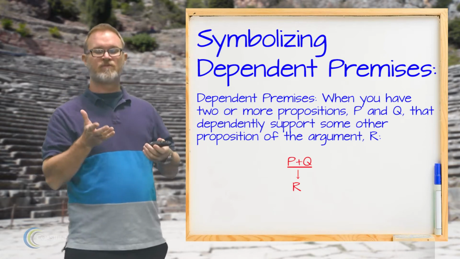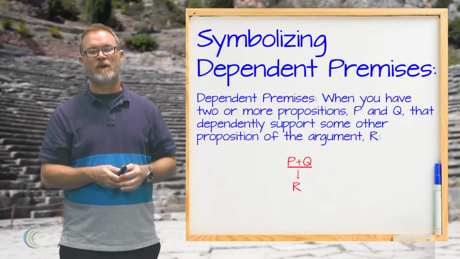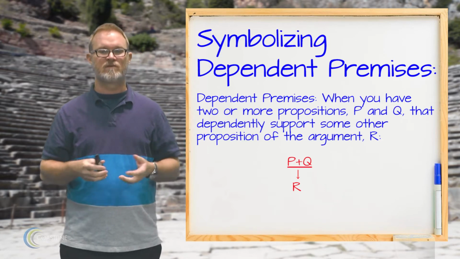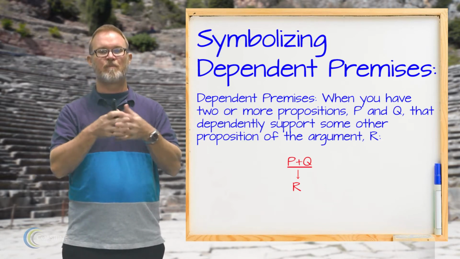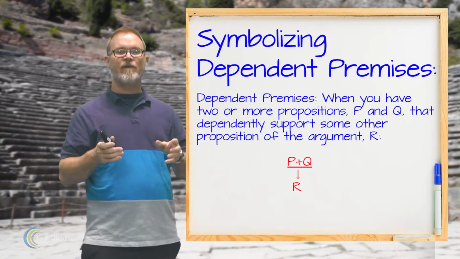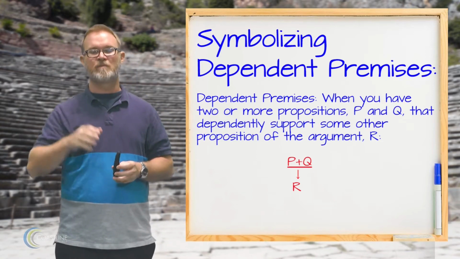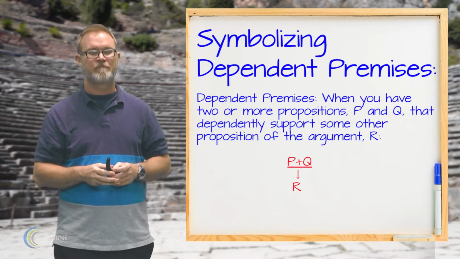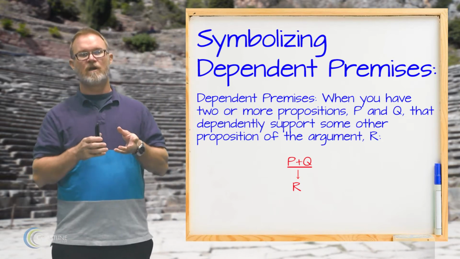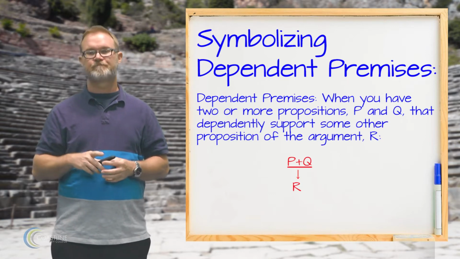Our next type of symbolization is for the idea of a dependent set of premises. If you remember back to lecture 2, dependent premises are premises that work together, depend upon one another to support some claim. When you have dependent premises, you symbolize that dependence with a plus symbol, an addition symbol. Say, for example, P and Q dependently support some conclusion R.